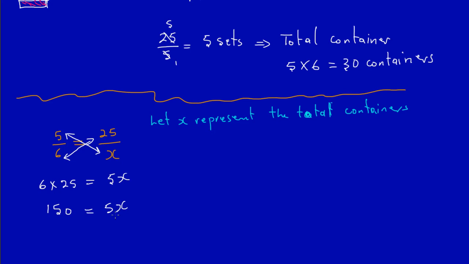Now I'm saying what is 5 doing to x, and I can see clearly that it's being multiplied, so I must do the opposite, which is to divide through by 5. So 5 will cancel 5, and 5 into 150 goes 30 times. So therefore my value of x is equal to 30 containers.